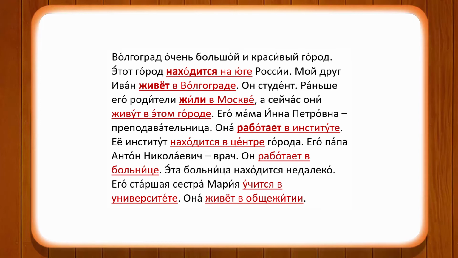So here you can see certain constructions. Мой друг Иван живет где? Where does my friend Ivan live? Иван живет в Волгограде. So he lives in Волгограде. Он студент. Раньше его родители жили. So жить, the verb to live, has been conjugated in the past form for plural, жили в Москве. So Moskva, which means Moscow, the capital of Russia, changes into в Москве. А сейчас они живут в этом городе. And now they live in this city, в этом городе.